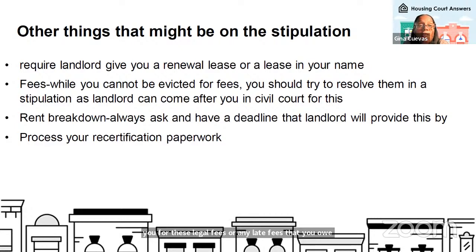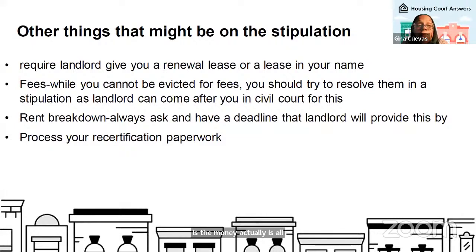Rent breakdown: always ask the landlord to provide this, and by what date. The rent breakdown is very helpful because it lets you know if you and the landlord are having a discrepancy. It lets you know exactly where the discrepancy is coming from, where the money is actually owed.